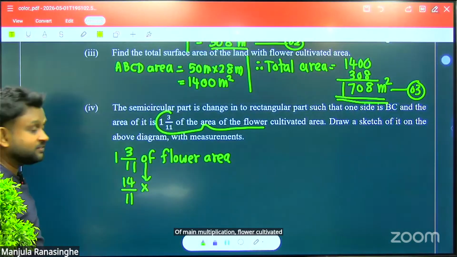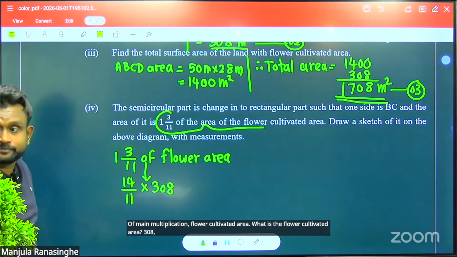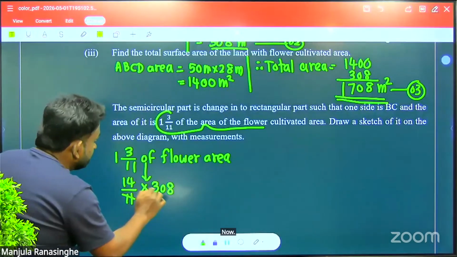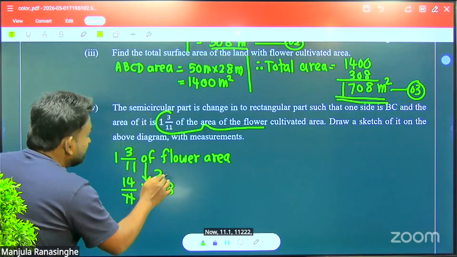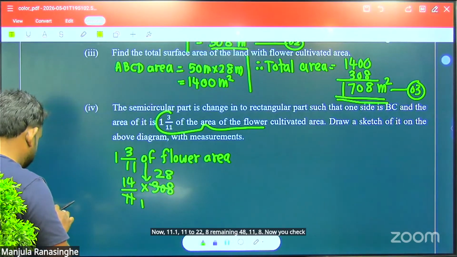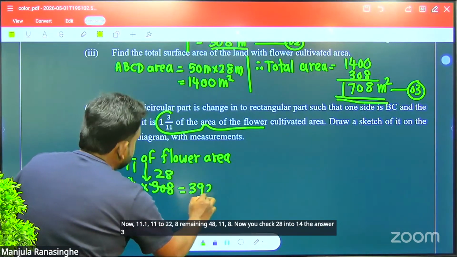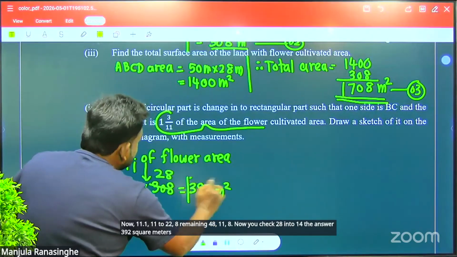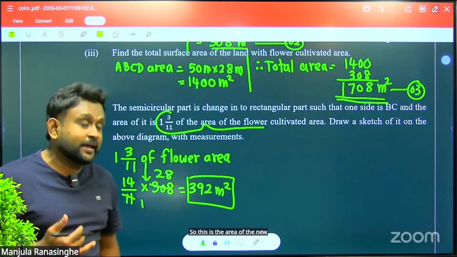What is the flower cultivated area? 308. Okay. Now 11 twos are 22, 8 remaining, 88, 11 eights. Now you check 28 into 14, the answer is 392 square meters. So this is the area of the new proposed rectangle.